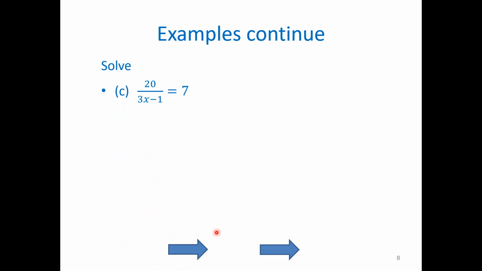Let's have another example. We need to solve this equation: 20 divided by (3x minus 1) on the left side. On the right side we have 7. Well, to convert this equation to the standard form of the linear equation, we have to write 7 as a fraction, 7 by 1, and then we have to multiply: 20 times 1 equals 7 times (3x minus 1). Okay?